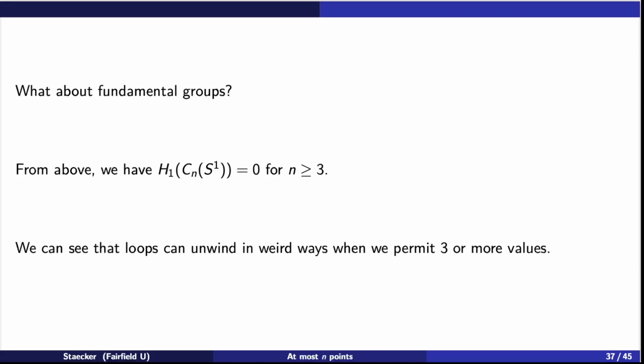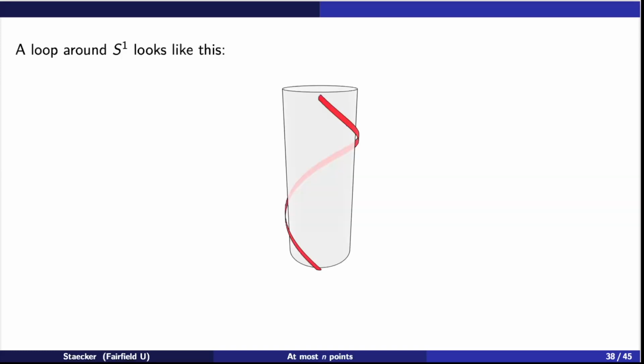the last few moments. It turns out, just talking about fundamental groups, loops can unwind in weird ways if you permit 3 or fewer values. And here are some nice pictures that I made up. I'm going to visualize a loop around the circle S1. I think of it kind of like a surface braid diagram. If you think of time going vertically, this is a loop going around the circle 1 time.